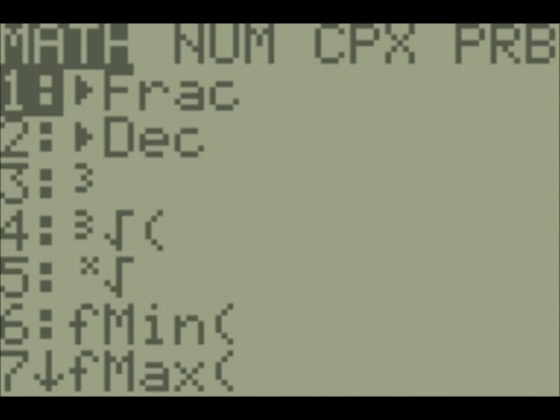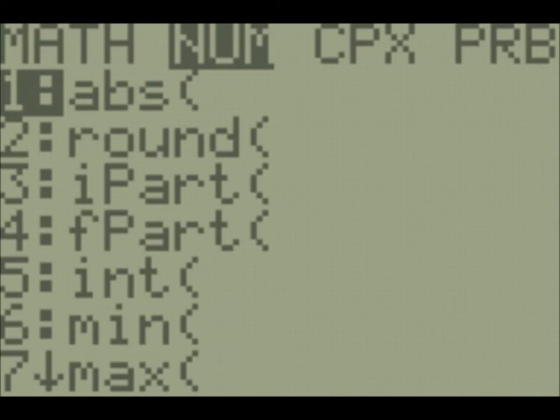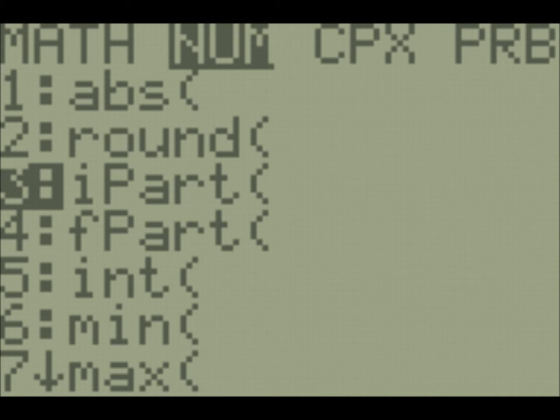If we don't hit the second, then we get one of the largest menu systems on the calculator, maybe the largest. It has 4 tabs and 41 menu items. But don't let it overwhelm you. We will only be working in the number tab today, so that's the second tab on the left. These functions do various things with numbers and are useful not only for math, but for programming. So let's start out at the top and work our way down.